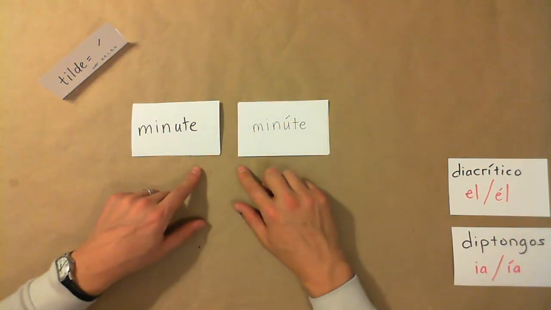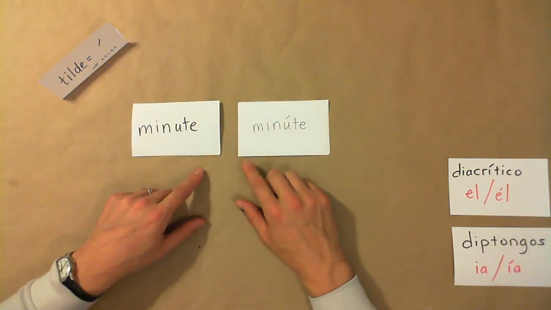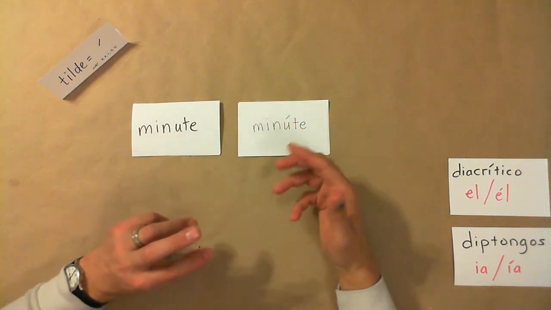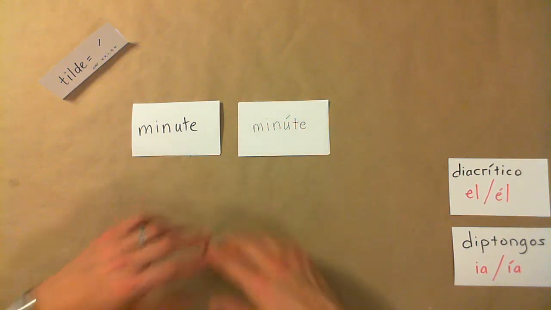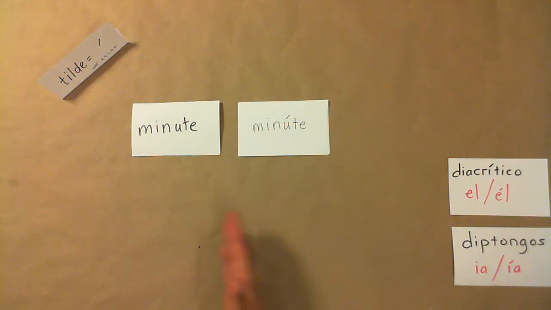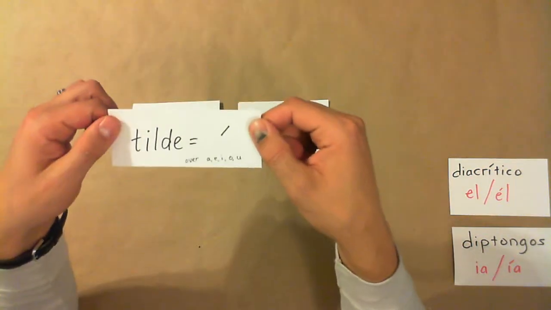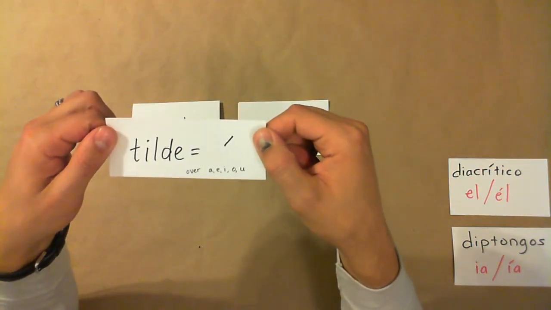Okay, before I continue, I think it'd be good to introduce some terminology that's going to make your life much easier. Rather than describing these words, we have a name for these types of words. First, the accent mark, I'm going to call it tilde. Tilde is a word for it.